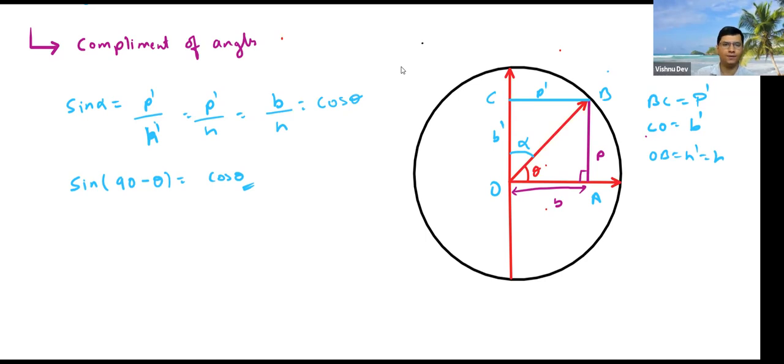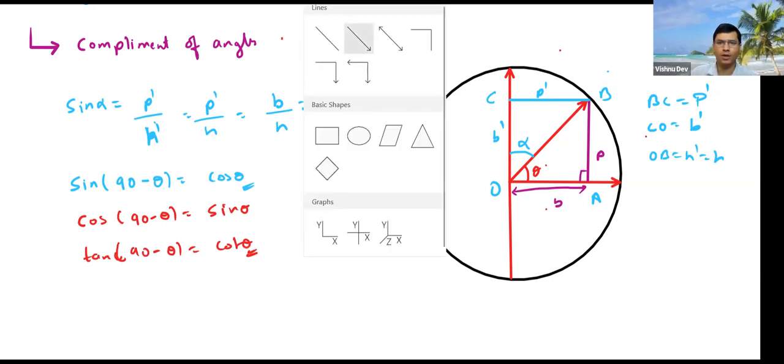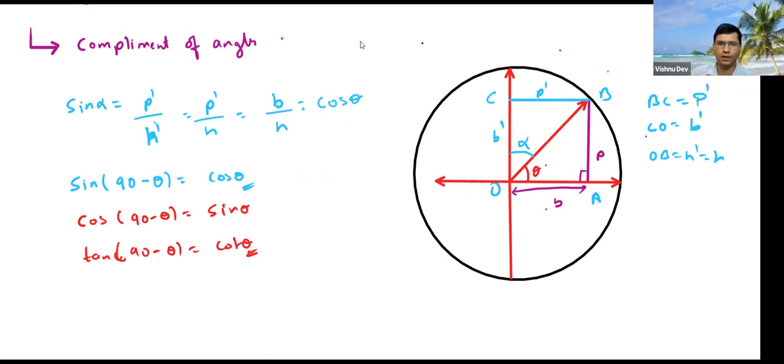Makes sense? So in the same way, this is something that we have already studied. Cos 90 minus theta is equal to sine theta. And tan 90 minus theta is equal to cot theta. Okay, now in this, all the six ratios lie in the first quadrant. So here I don't have any problem. We don't have any issue over here, right? Everything is clear.